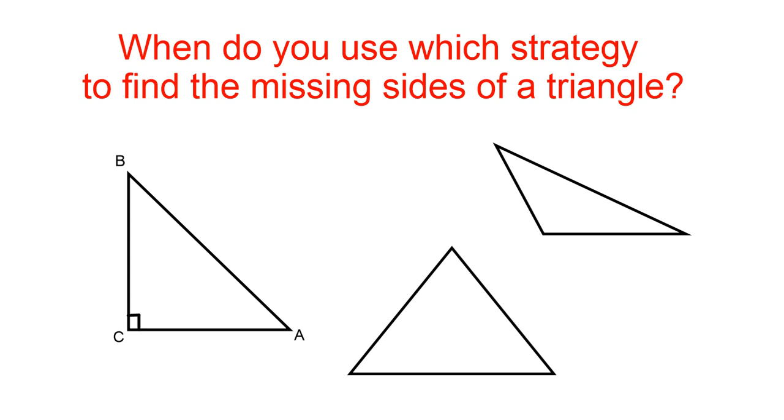Everyone, I thought it'd be good to go over when do you use which strategy to find the missing sides of a triangle. Because right now you've been introduced to using the Pythagorean theorem, you've used trigonometry ratios, you've used special right triangle ratios, and of course there's equilateral triangles and isosceles triangles.